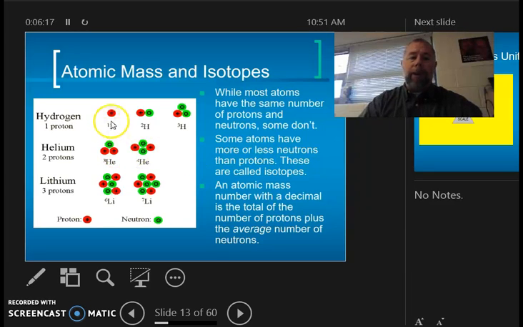Okay? We're seeing different isotopes of hydrogen here, different isotopes of helium. Okay? Because here's my protons, but then here's my neutrons. One isotope only has one neutron. The other has two neutrons. Is this an isotope? It has the same number of protons. This is an isotope. Okay?